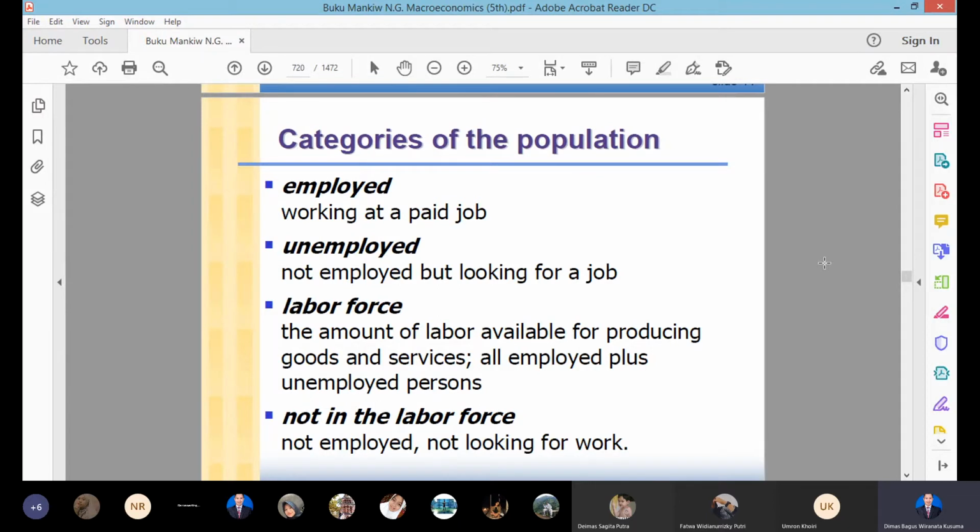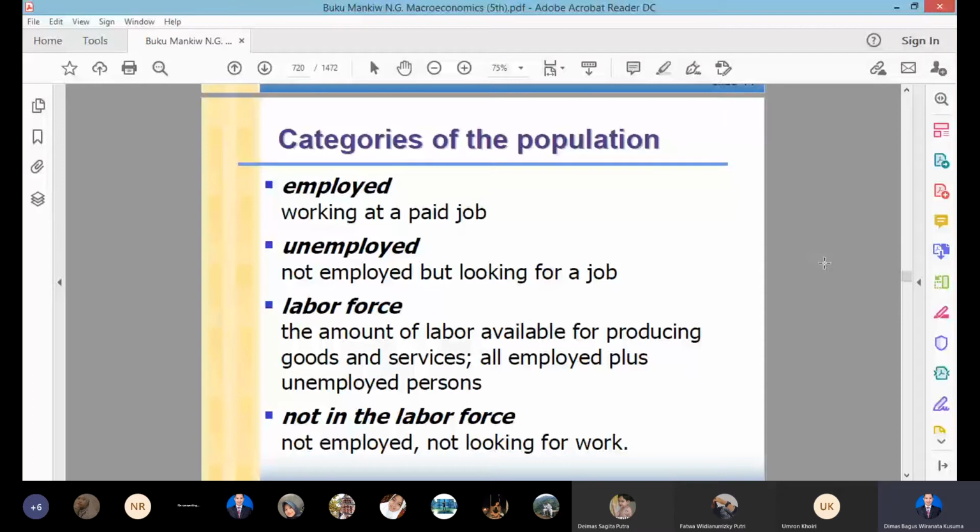Unemployed: not employed but looking for jobs. And the next one, labor force: the amount of labor available for production of goods and services, all employed plus unemployed persons. So mathematically, labor force is employed plus unemployed. And the last one is not in the labor force: not employed, not looking for work.